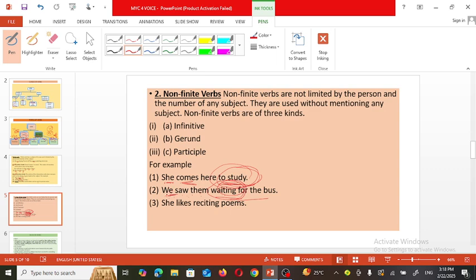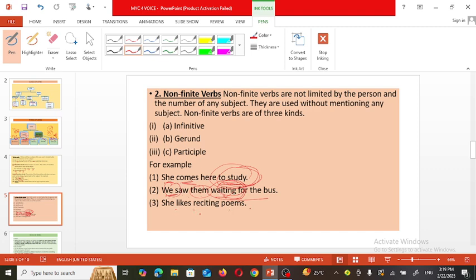For example, I saw him waiting for the bus. We saw her waiting for the bus. So though we have changed anything, in the subject or in the object, there won't be any change in this verb, waiting. And that's why it is an example of non-finite.